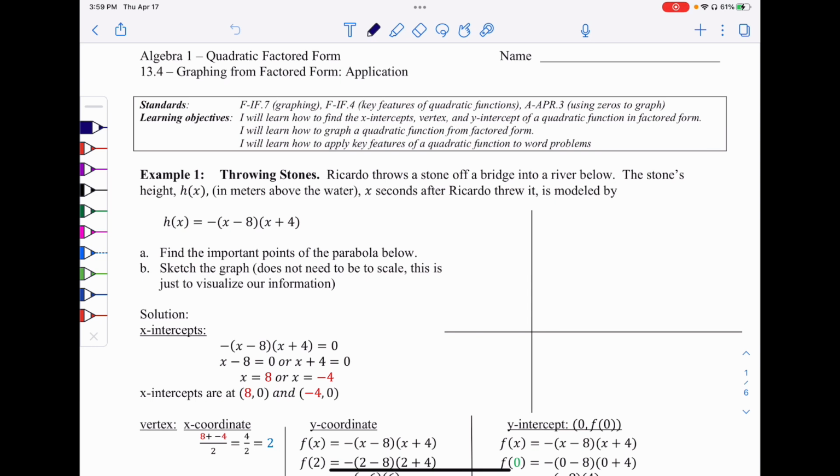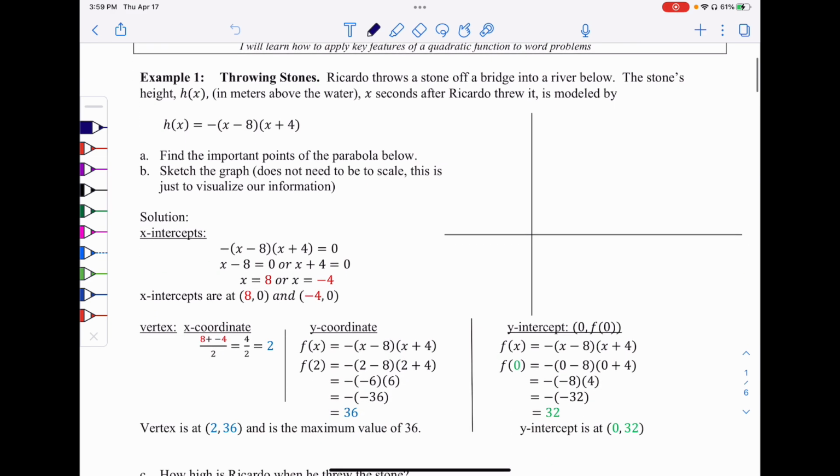So what we're going to do is the same process. We're going to find the x-intercepts first. So we have our form here. We find the x-intercepts, set each of them to 0. We got 8 and -4. So 8 and -4 would be our x-intercepts.